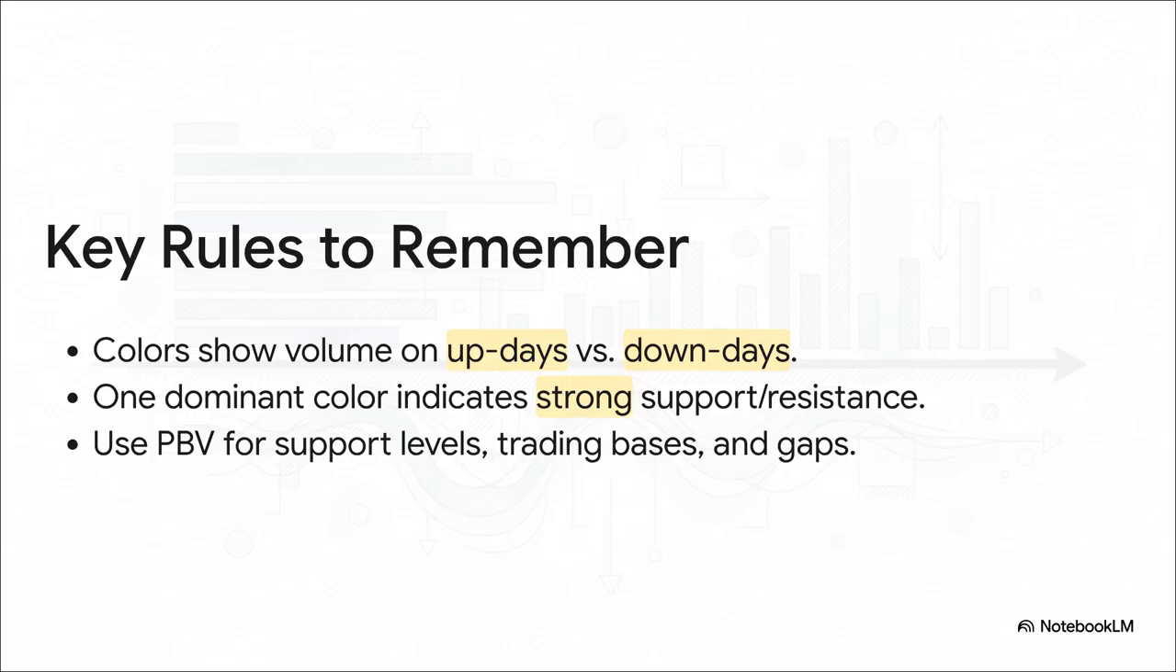1. The colors tell you who's winning the fight between buyers and sellers. 2. If you see a really long bar and one color's way bigger than the other, you've found a major league support or resistance zone. And 3. It's an amazing tool for analyzing support levels, trading ranges, and especially those tricky gap areas.